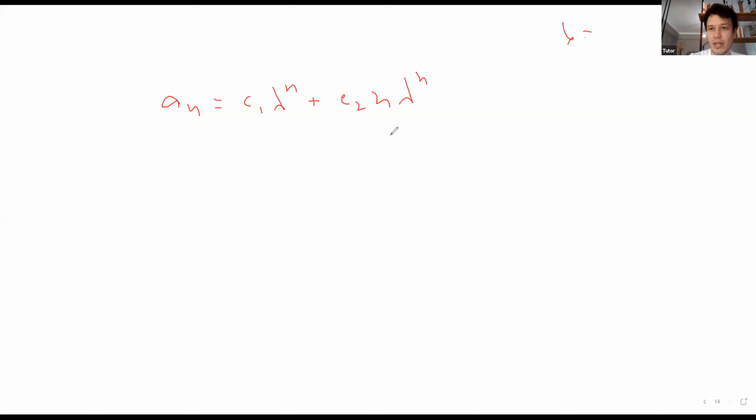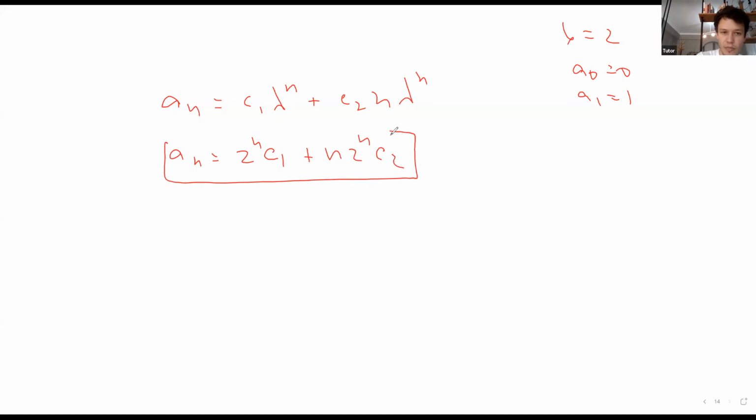Now if I plug in lambda equals 2 as a double root, with A0 equal to 0 and A1 equal to 1, I get that an is equal to 2 to the n C1 plus n 2 to the n C2. Let's plug in n equals 0 and n equals 1. If I plug in n equals 0, I get that A0 is equal to C1, right?